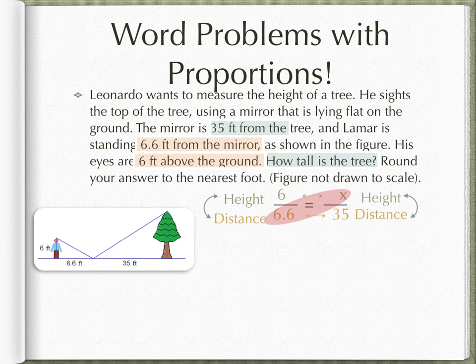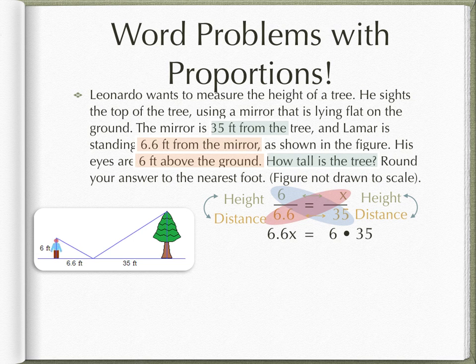Then we're going to go ahead and cross multiply. So remember, with cross multiplication, it looks like a multiplication sign, so we're going to go ahead and multiply the red and the blue, and then because the purple equal sign in the middle, we're going to set them equal. So 6 6/10 x is equal to 6 times 35.